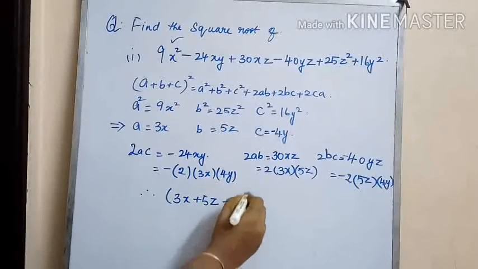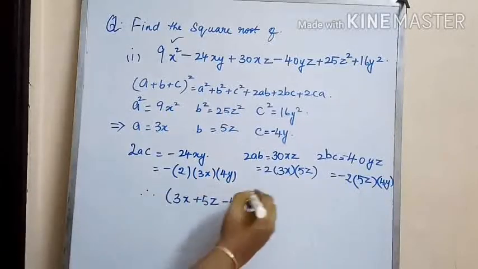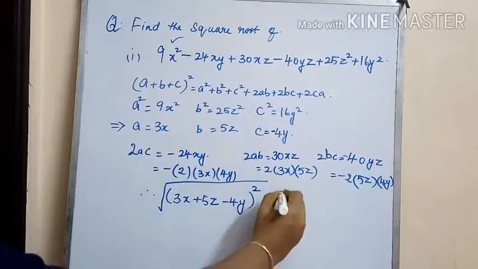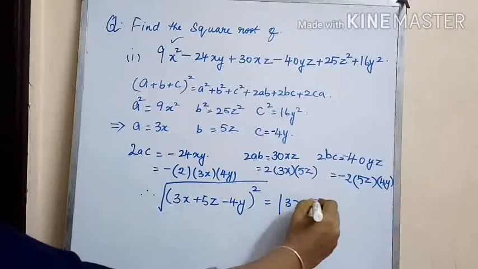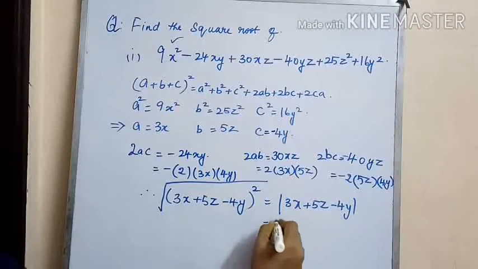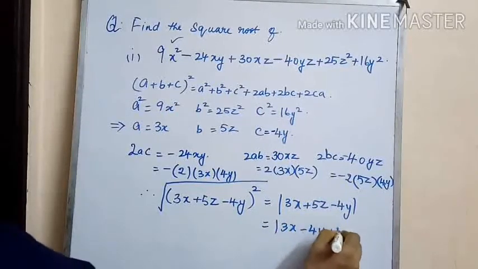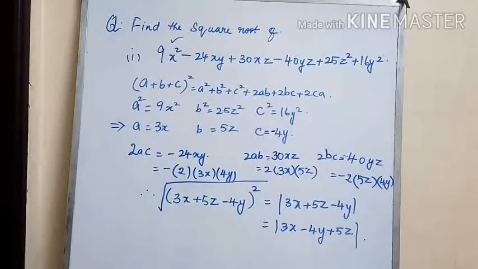So the factorization of this polynomial is 3x plus 5z minus 4y the whole square. So taking square root, we'll have 3x plus 5z minus 4y, which can be written as 3x minus 4y plus 5z, which will be the proper order.